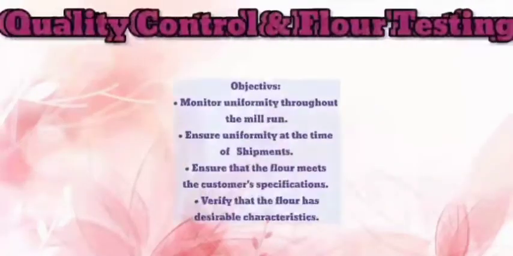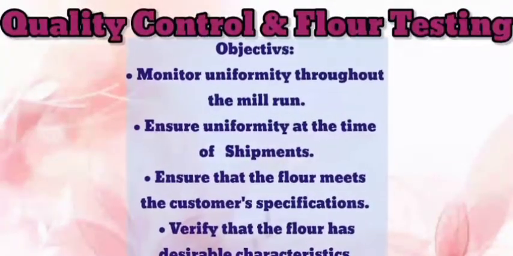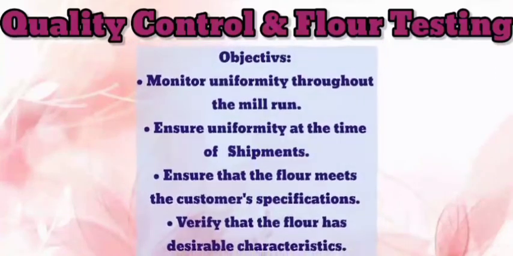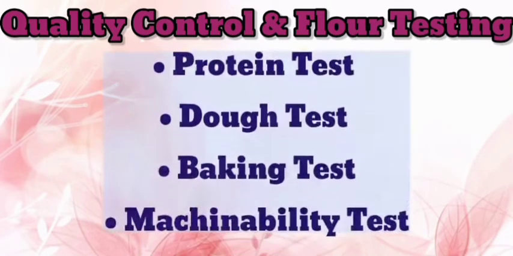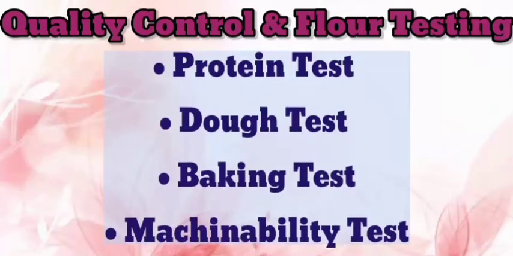Quality control and flour testing. The objectives of quality control and flour testing are: monitor uniformity throughout the mill run, ensure uniformity at the time of shipment, ensure that the flour meets the customer's specification, verify that the flour has desirable characteristics. The flour can be tested by protein test, dough test, baking test, and machinability test.